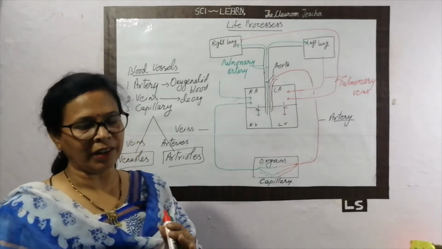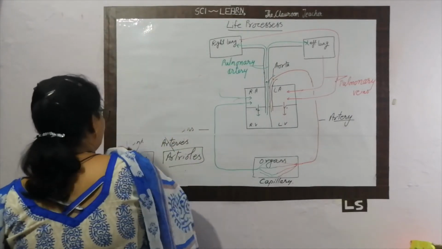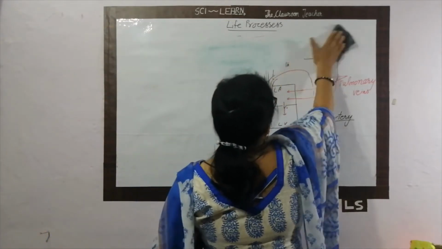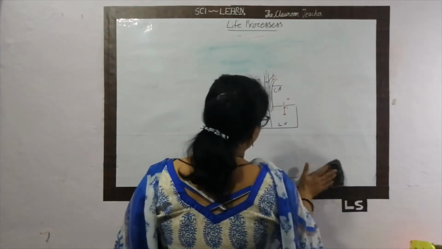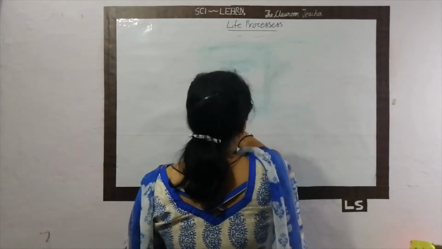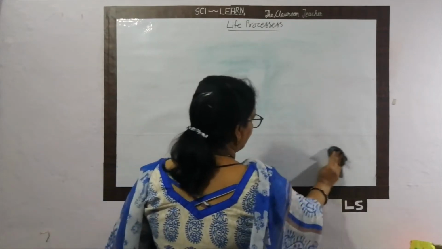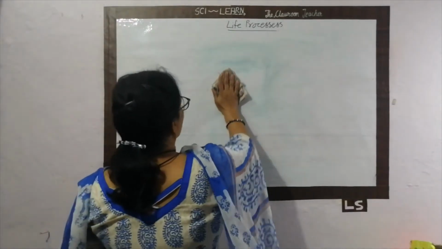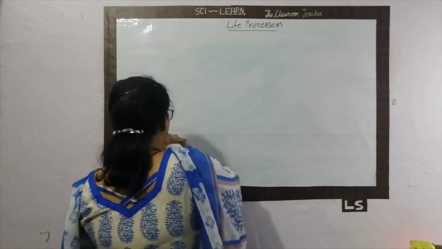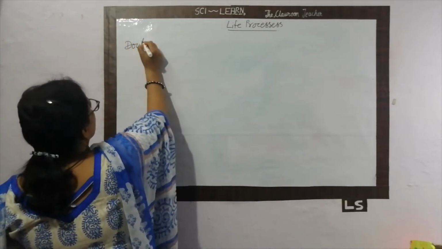Now some important terms related to this pumping. Blood vessels are a separate topic for the next class. Today we are going to study some important terms related to the heart, related to the circulation or transportation of the blood. The first topic we have to study, the first important definition, is double circulation.